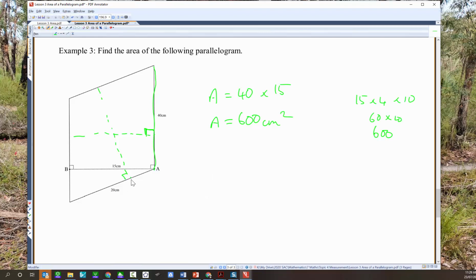Okay, so check the work plan for today and complete the exercises on area of a parallelogram.